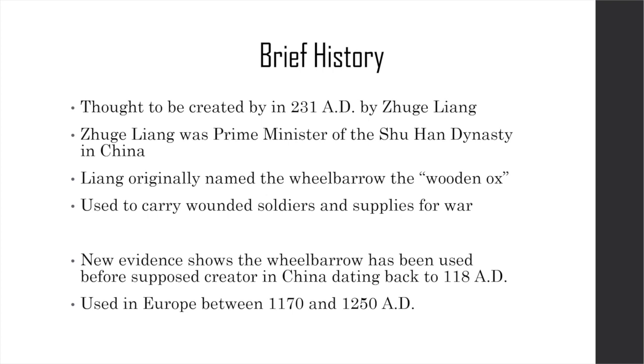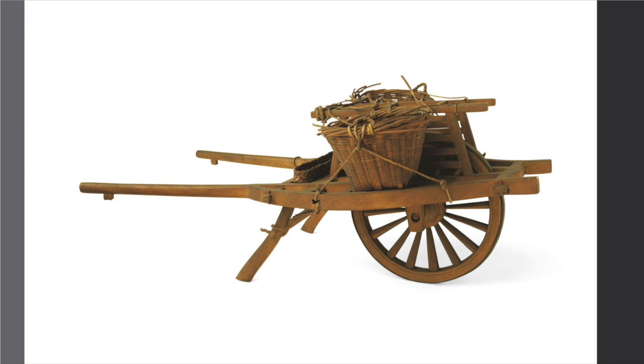There's evidence showing that the wheelbarrows were actually being used before the time of Zhuzhou Liang, in 118 AD, where people found paintings of men using wheelbarrows in the tombs of Sichuan, China. In Europe, the wheelbarrows were first used between 1170 and 1250 AD. This slide shows a variation of the wheelbarrow very similar to the ones that were used in ancient China.